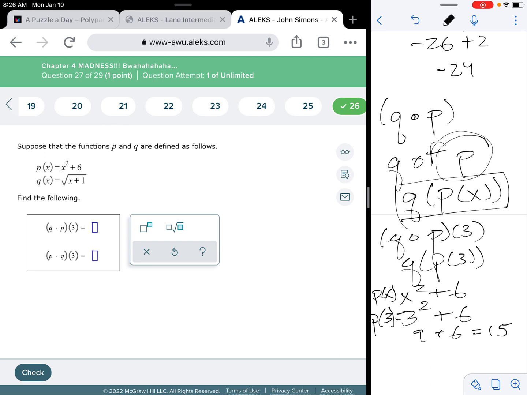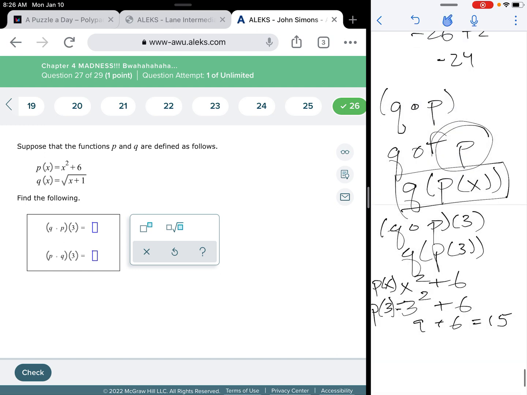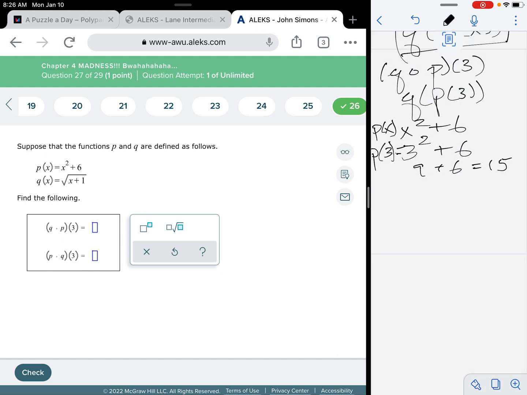So I figured out what P of 3 is, and now I'm going to take that number and put it in. Sorry, this is probably noisy because I'm tapping all over my iPad. I'm going to take this and put it in my Q function because I want to find Q of whatever my value was. And my value is 15.